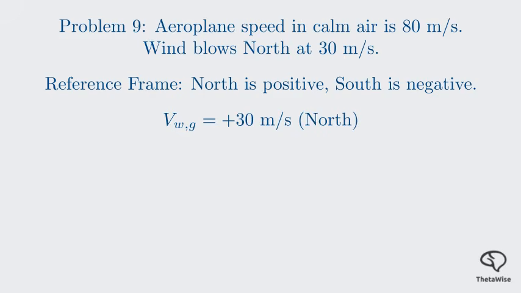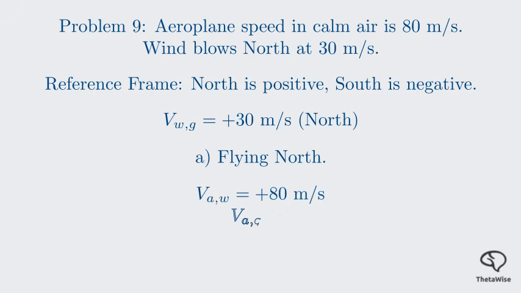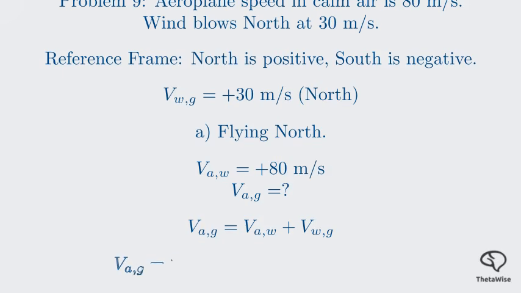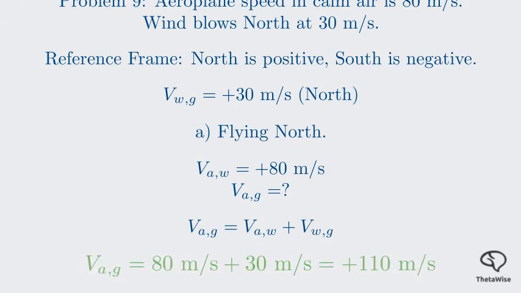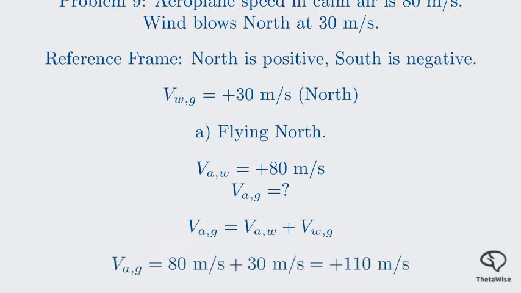Part A asks for the velocity when the aeroplane is flying north. For Part A, the aeroplane is flying north. This means the aeroplane's velocity relative to the wind, v of aw, is positive 80 meters per second. We're looking for its velocity relative to the ground, v of ag. We use the formula v of ag equals v of aw plus v of wg. Substituting the values, we get v of ag equals 80 plus 30, which is positive 110 meters per second. The aeroplane's speed relative to the ground is 110 meters per second. The wind is a tailwind, so it increases the plane's ground speed.